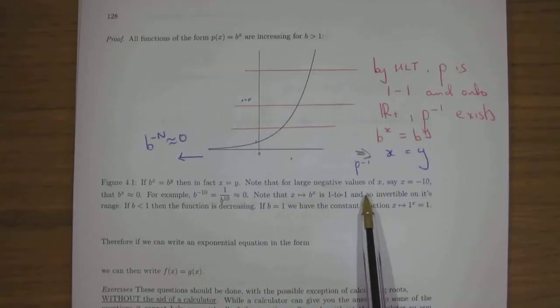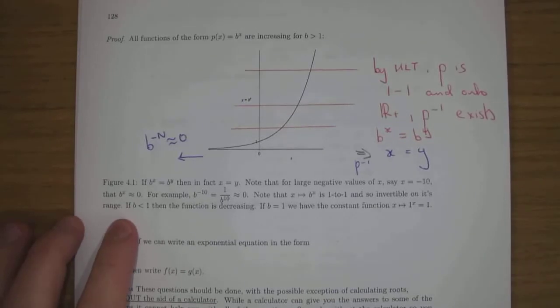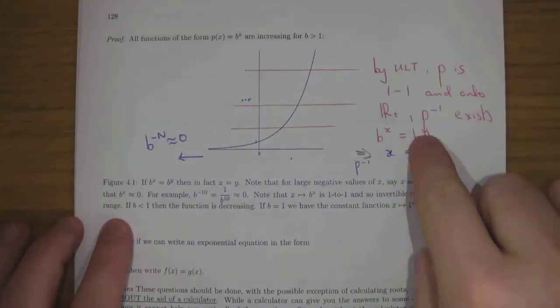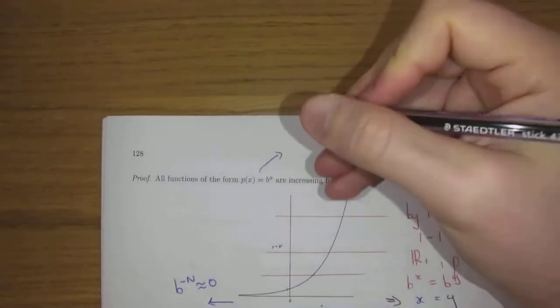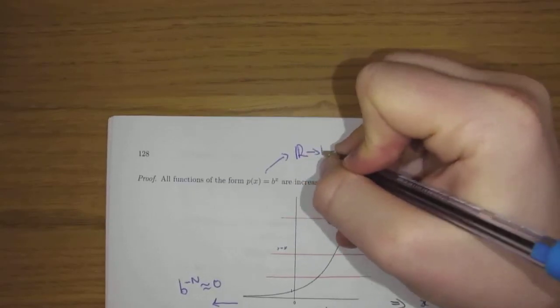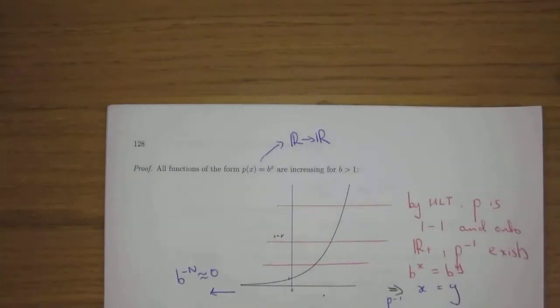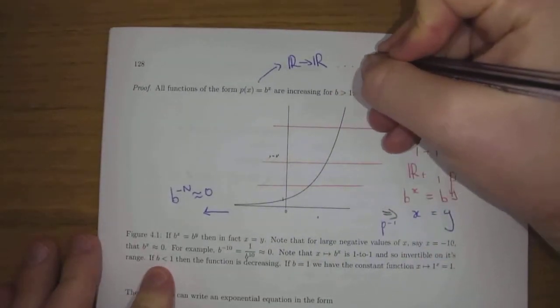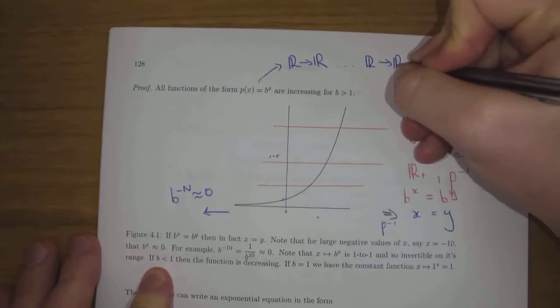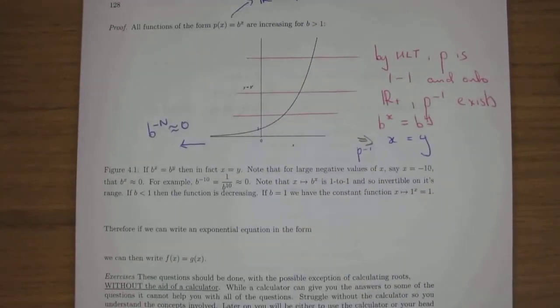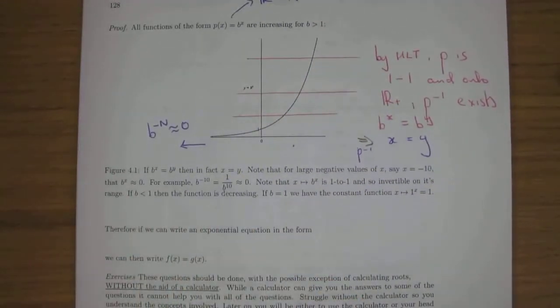This is 1 to 1, and so invertible on its range. And in fact, if you take b to the x, it depends on this function here. If you take it as R to R, it's not onto, because it doesn't hit any negative things. So it's only invertible on its range. But if you consider it as R to R plus, then it is in fact onto. It hits all the positive real numbers. If b is less than 1, it's decreasing. If b is equal to 1, it doesn't work because you have a constant function, which is not 1 to 1. Everything is sent to 1. All right.